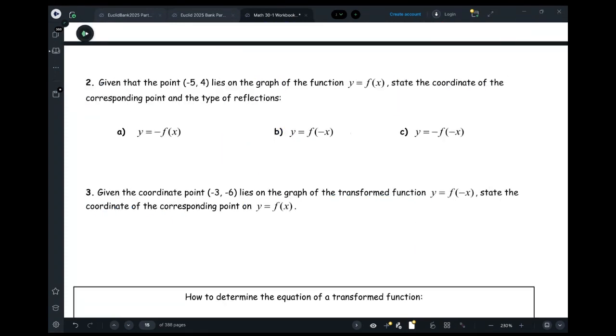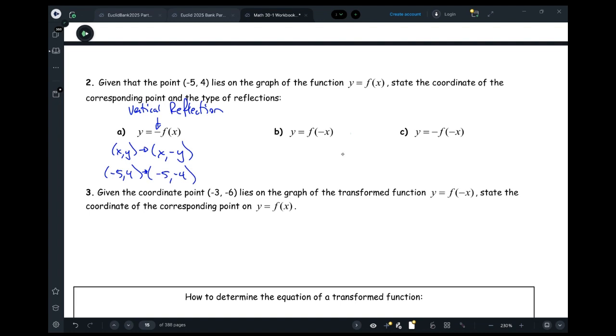Hopefully that makes sense. So given that the point negative 5, 4 lies on the graph of the function y equals f of x, state the coordinates of the corresponding point and the type of reflection it is. Okay, so first of all, look at this first one. Because we've got the negative outside, first we know that this is going to be a vertical reflection, over the x-axis. And we know that what that does is change the y-coordinate sign. So the point negative 5, 4 is going to become the point negative 5, negative 4.